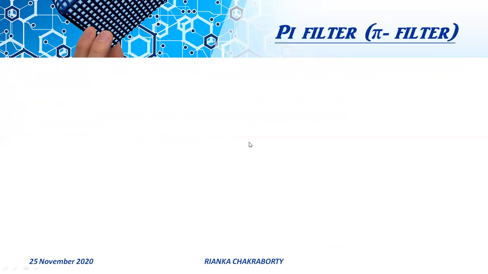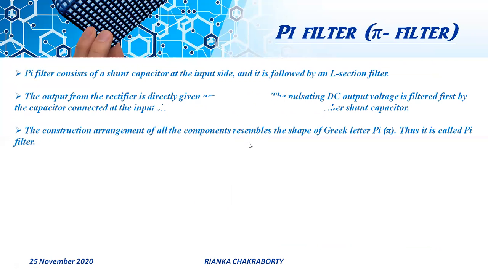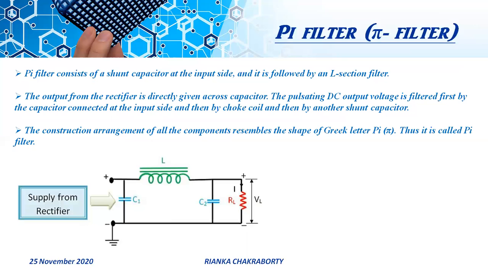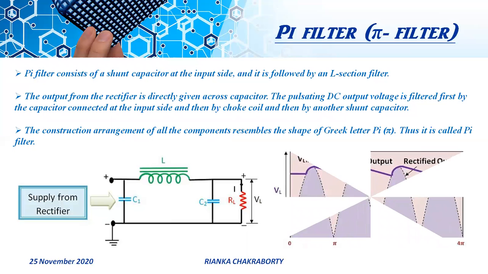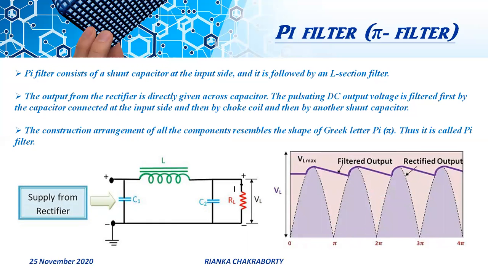Now, next and the last one is the pi filter. This is the circuit diagram of pi filter. Here we use two capacitances and one inductance. Actually, this circuit looks like the symbol pi. That's why it is called pi filter. So it consists of two capacitances, that is, one is C1 and another is C2, and the inductor L.